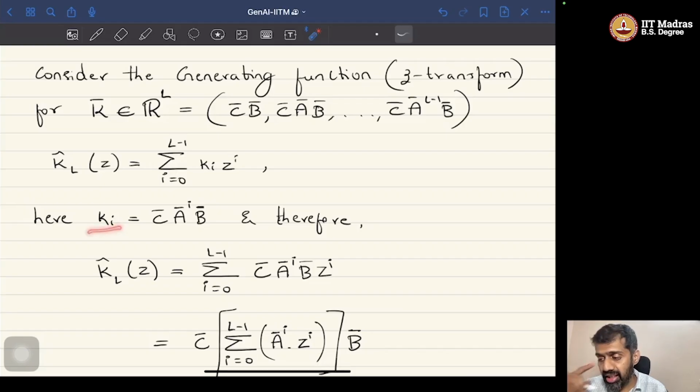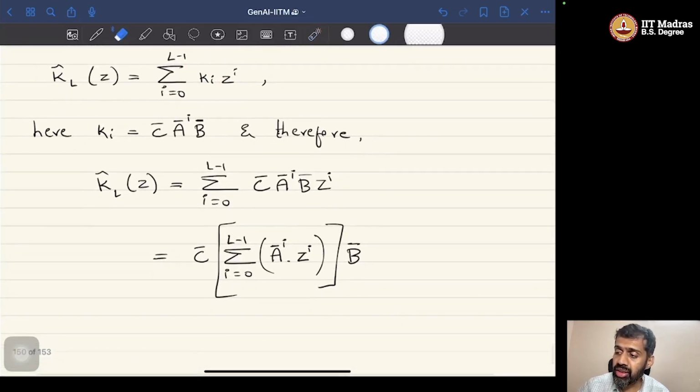What is k_i? k_i is the ith element of this kernel in the time domain, and we know that from this expression it is given by c bar a bar to the power of i times b bar. Okay, and therefore if we just plug this k_i into this truncated generating function equation, it will get us to this particular equation where k hat L of z is given by the sum of c bar a bar to the power of i times b bar times z to the power i.